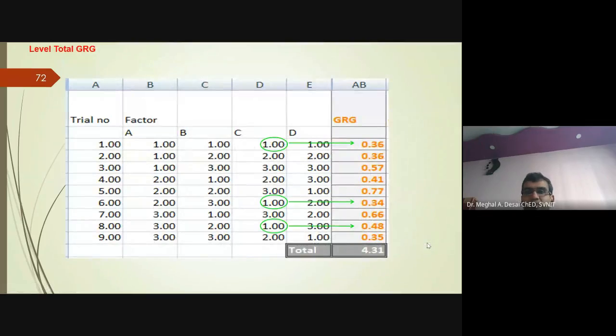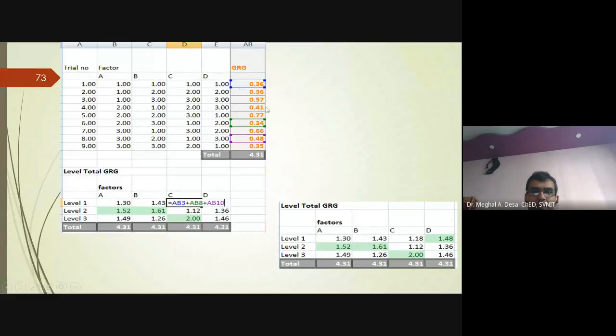Once we have GRG, again we will go for level total. So now the task is quite similar to what we have done initially. So the C1 information will be used for addition here. Okay, 1, 1, and 1. So these are added, C1. Similarly, I can find for all the factors at different levels. So this is the optimum condition. Highest value: A2, B2, C3, and D1. And this will give me the desired optimum condition.